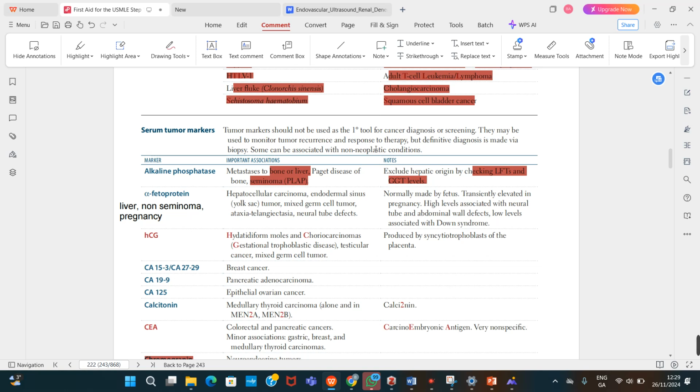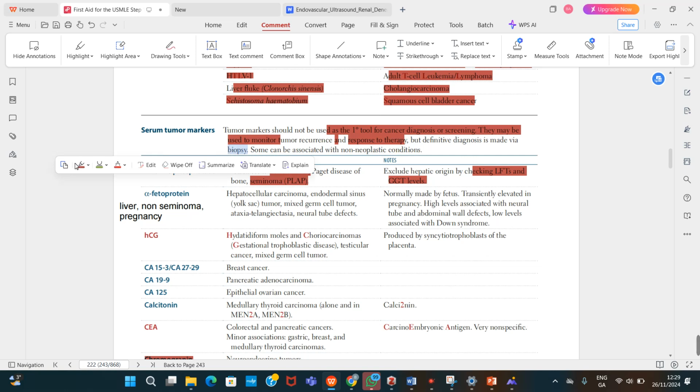We only use them after we have made our diagnosis and we want to monitor the recurrence of the tumor or if it's responding to therapy. That's how you use your tumor marker. You never use tumor markers to make a primary diagnosis. If you want to make a definitive diagnosis, you have to do a biopsy, because sometimes you can even have an individual having elevated tumor markers and they don't have cancer, because it can be elevated in non-neoplastic conditions.